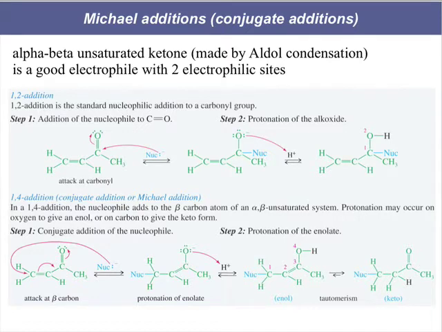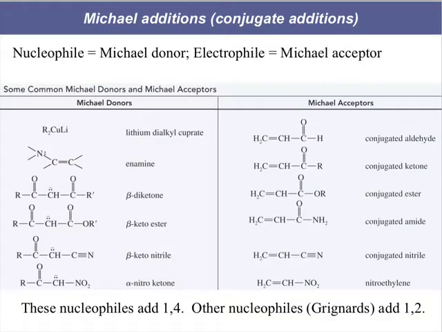So the question then is, how can we control which site the nucleophile adds to? If we start with an alpha beta unsaturated carbonyl and we introduce a nucleophile to it, how do we control which carbon the nucleophile adds to? Well, it requires a special type of nucleophile to do the 1-4 addition. The type of nucleophile that it takes is something that we call a Michael donor. And the electrophile specifically has to have that alpha beta unsaturated group, so we call that a Michael acceptor.